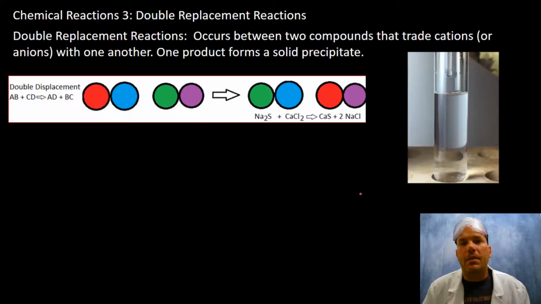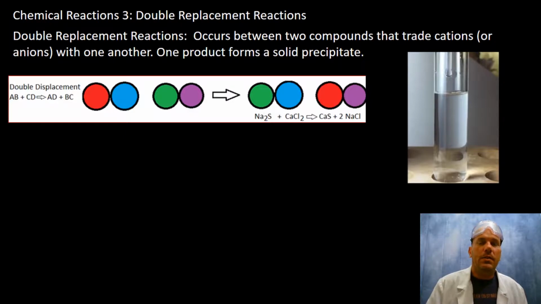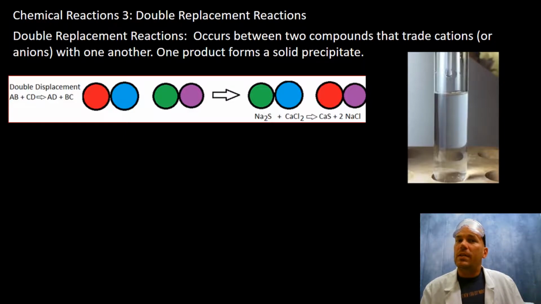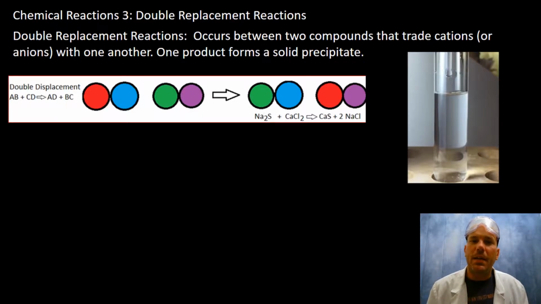Our next reaction is a double replacement reaction. Some textbooks, some professors refer to it as a double displacement. We will call it a double replacement reaction. And this is when you have two compounds that trade cations or anions with one another. Both of the reactants are going to be aqueous, and they're going to yield a solid precipitate.